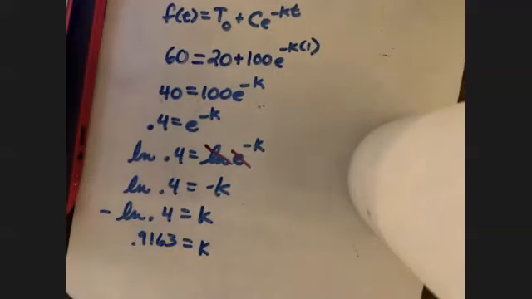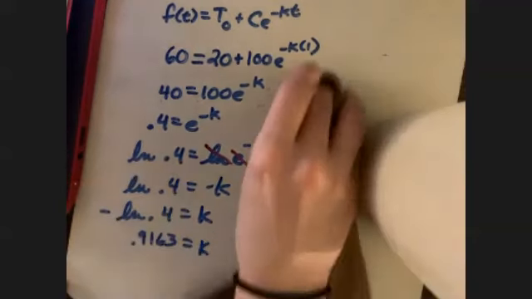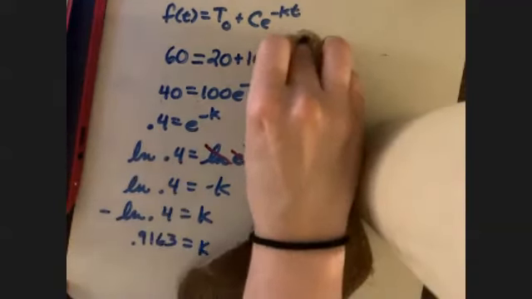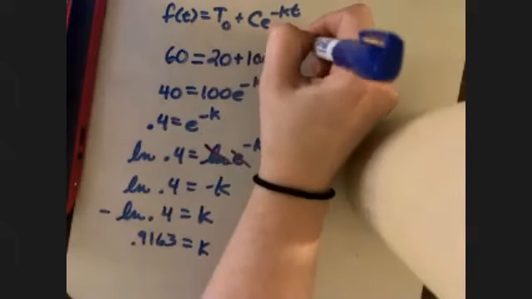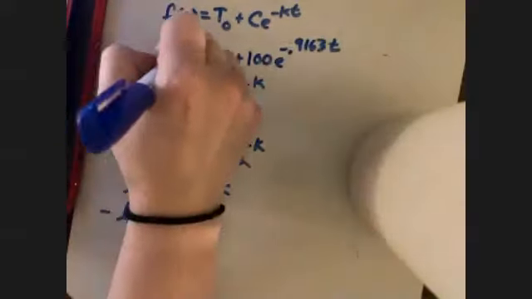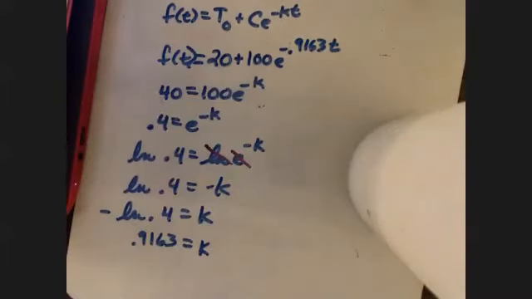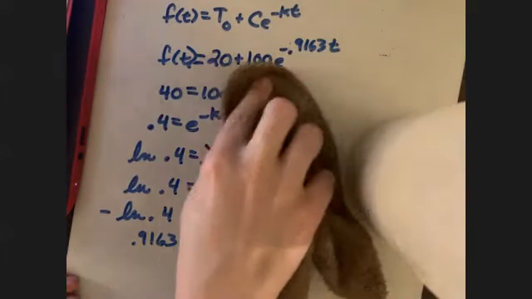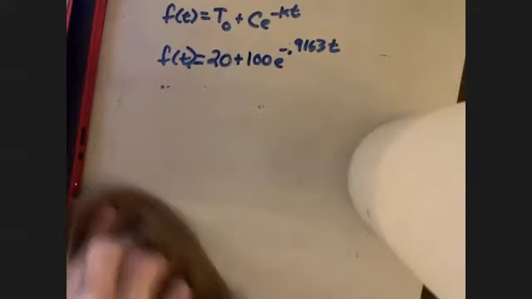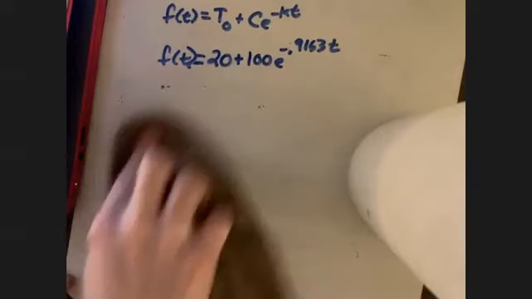We'll use that. Okay. So now I'm going to rewrite my equation. The difference is going to be back up here at this original thing, 0.9163 T. I'm also going to get rid of this side. Okay. So then it says find the temperature after half an hour.